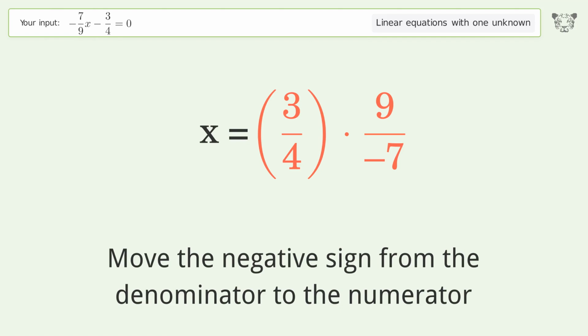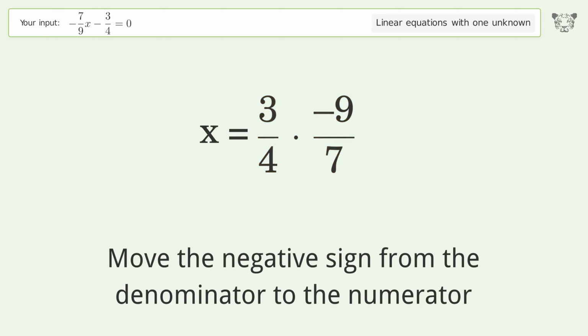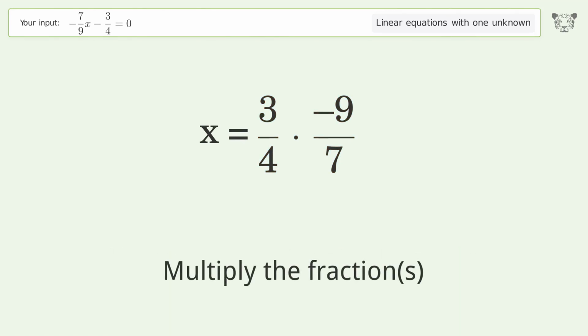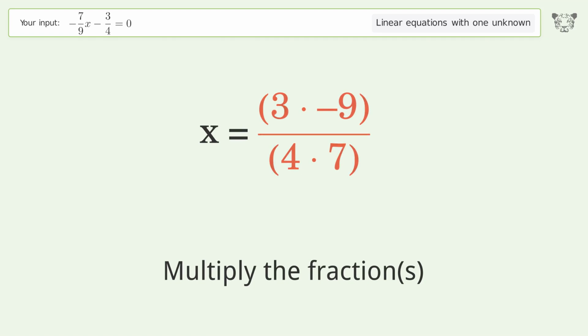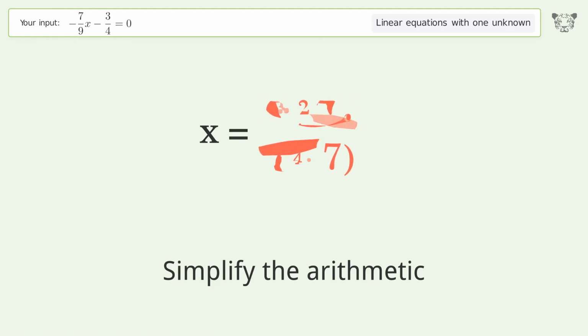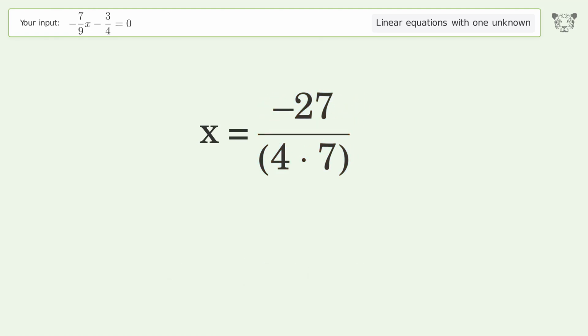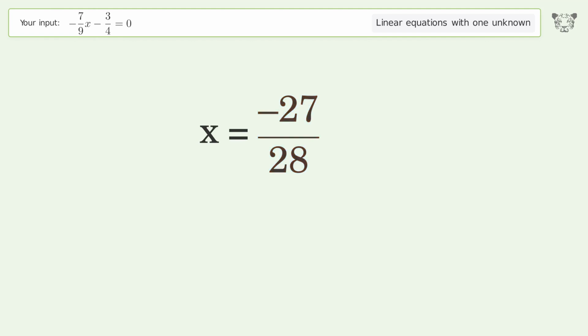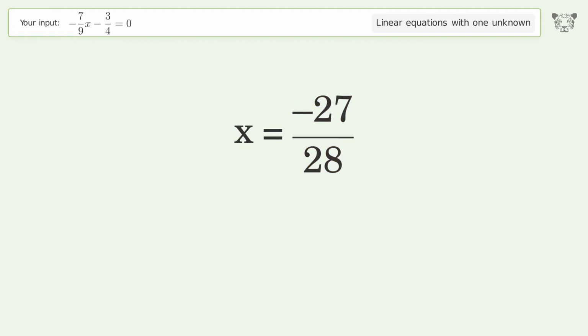Move the negative sign from the denominator to the numerator. Multiply the fractions. Simplify the arithmetic. And so the final result is x equals negative 27 over 28.